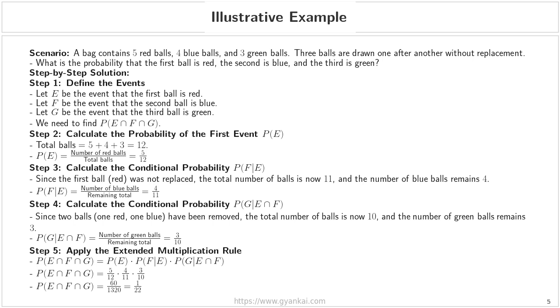This is 5 over 12, multiplied by 4 over 11, multiplied by 3 over 10. When we multiply the numerators, we get 60, and when we multiply the denominators, we get 1,320. Simplifying the fraction 60 over 1,320, we arrive at our final result, 1 over 22. As we move to the next slide, pay close attention, as I will highlight some common pitfalls to avoid when performing these types of calculations.